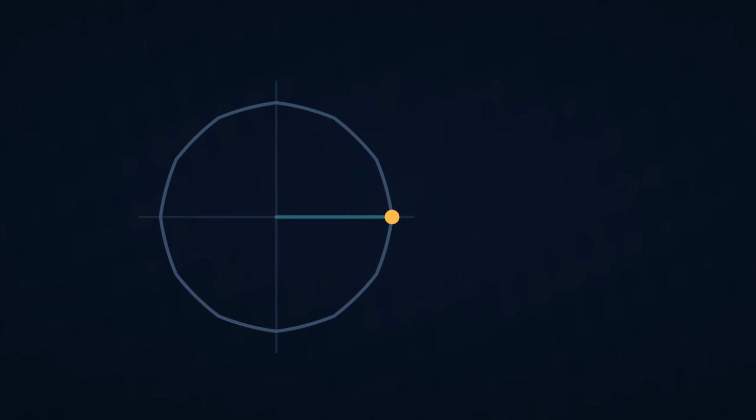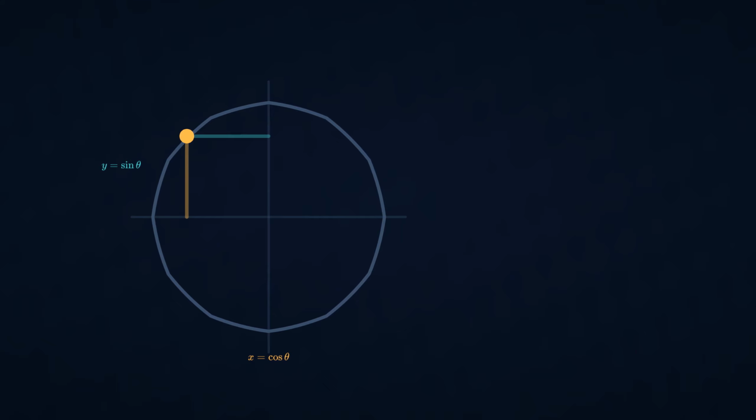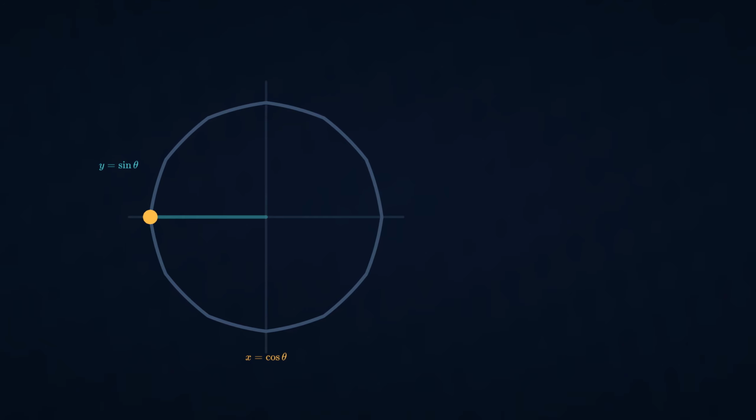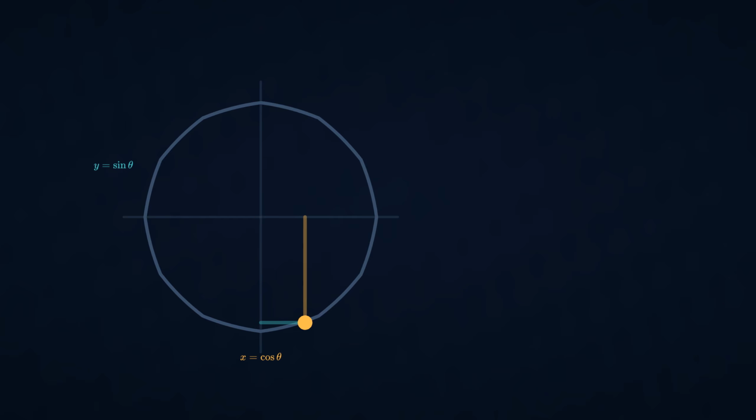Return to the full observatory. The traveler now stays 1 unit from 0 while its angle changes. Any point on this unit circle can be described by 2 shadows. Drop a vertical guide to the horizontal axis. That coordinate is called cosine of theta. Project across to the vertical axis. That coordinate is called sine of theta. Because vertical distance is measured in the i direction, the point itself is horizontal coordinate plus i times vertical coordinate: cosine theta plus i sine theta.